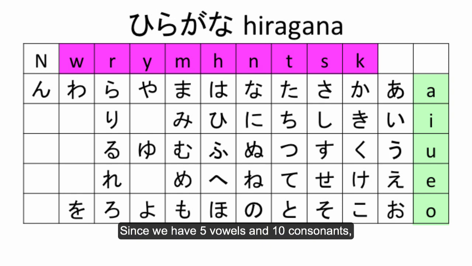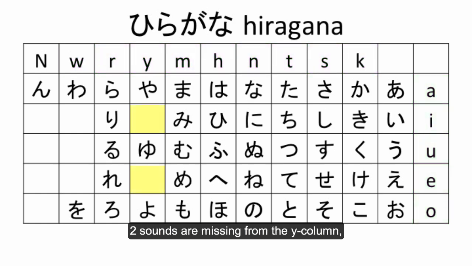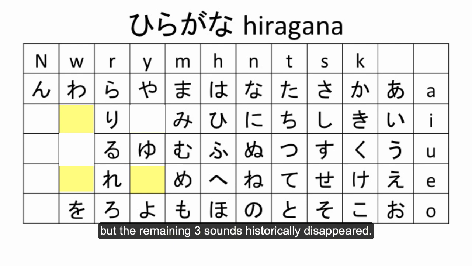Since we have 5 vowels and 10 consonants, all the possible combinations should be 50 sounds. However, some of the combinations are not possible in the Japanese language. 2 sounds are missing from the Y column, and 3 sounds are missing from the W column. It is said that yi and wu never existed, but the remaining 3 sounds historically disappeared.